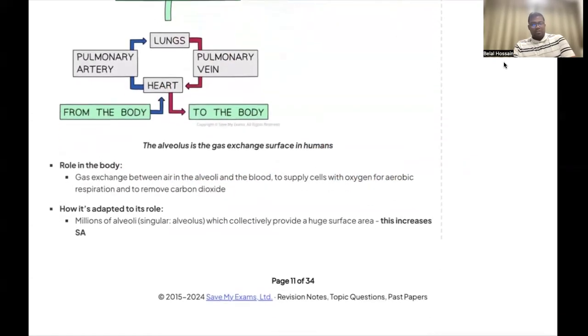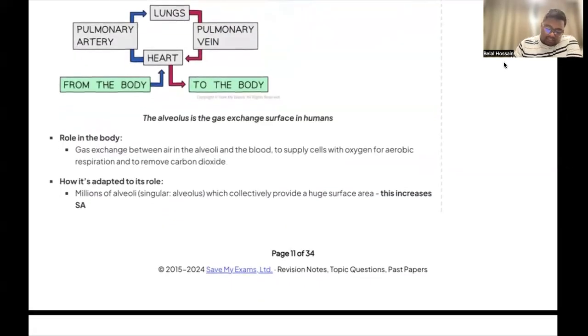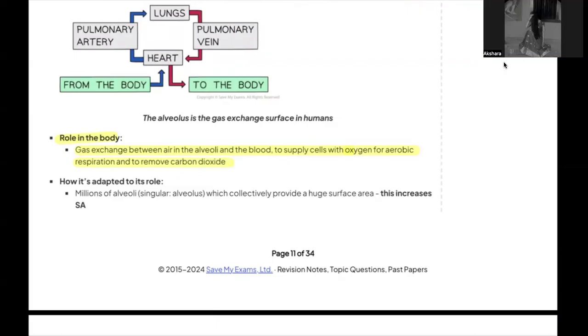Okay. So the role of the lungs in the body: gas exchange between air in the alveoli and the blood, to supply the cells with oxygen for aerobic respiration and remove carbon dioxide. Remember, aerobic respiration must take place in the presence of oxygen. So to allow all cells to do aerobic respiration, we must provide them with oxygen. Got it? Yes, sir.